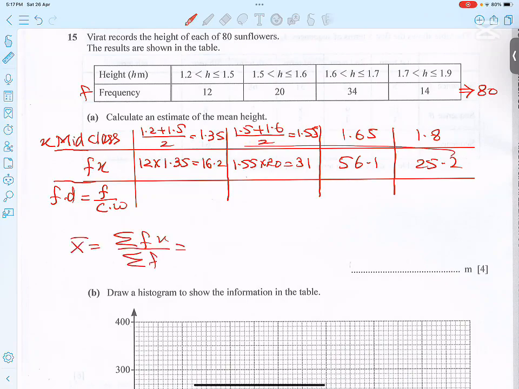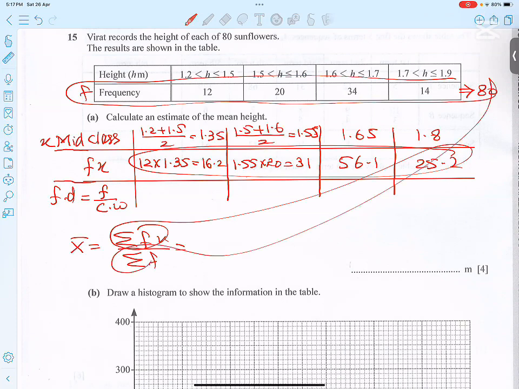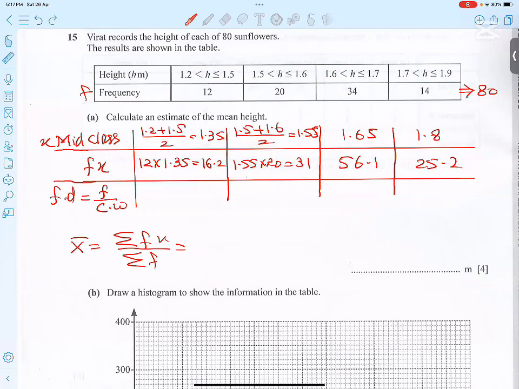Sigma fx means all these values add and write on top. And it is all the frequency values, add and write it down, over. And I'm going to write finally: 16.2 plus 31 plus 56.1 plus 25.2 over 80. And if I check it in the calculator, 16.2 plus 31 plus 56.1 plus 25.2 and divided by 80.